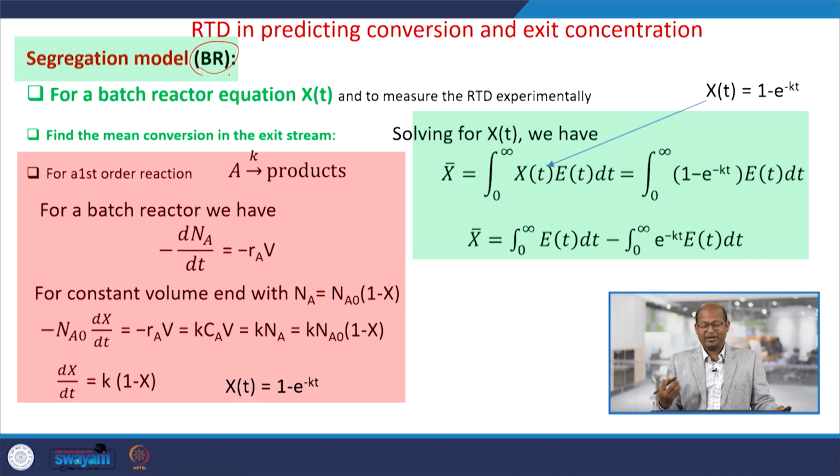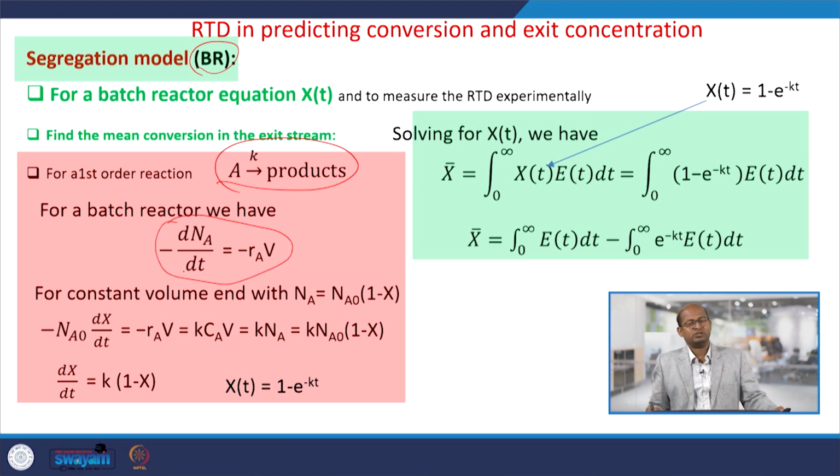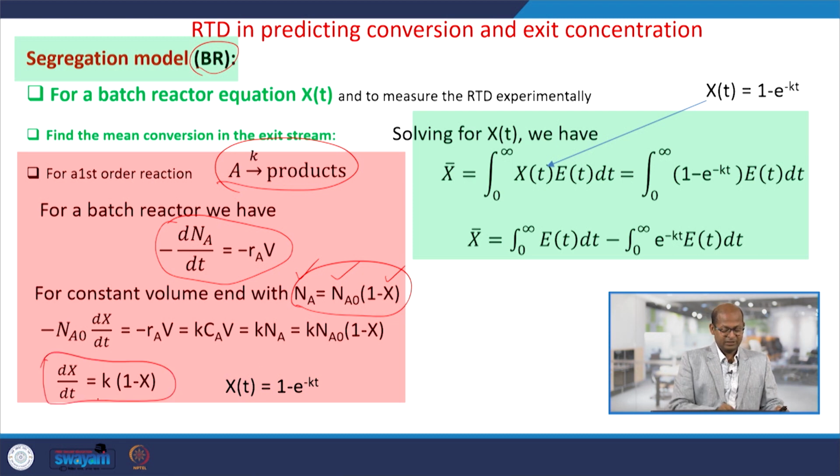Once we know the segregation model, now consider a batch reactor. If we want to find the average concentration or average conversion, let us say it is a first order reaction. The batch reactor design equation is minus dNA by dt equals minus rA V, and N equals N naught into (1 minus X), that we know, where N is the moles, N naught is the initial, and X is the conversion. If we substitute that into the equation, simplify the differential equation and integrate, we get X(t) equals 1 minus e to the power minus k t. That is the conversion inside a batch reactor.